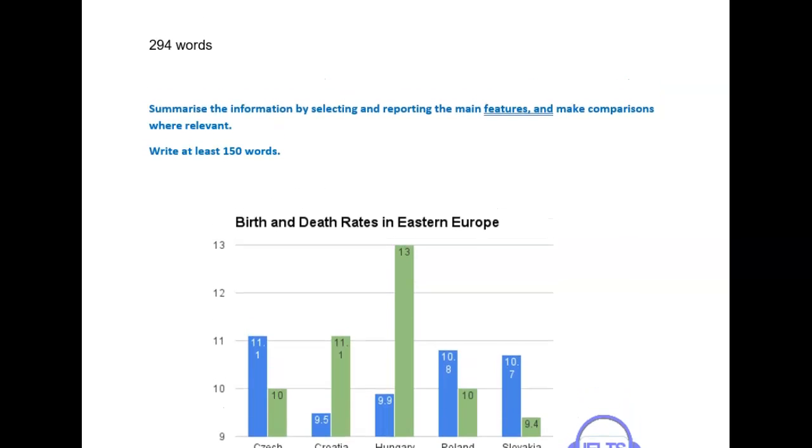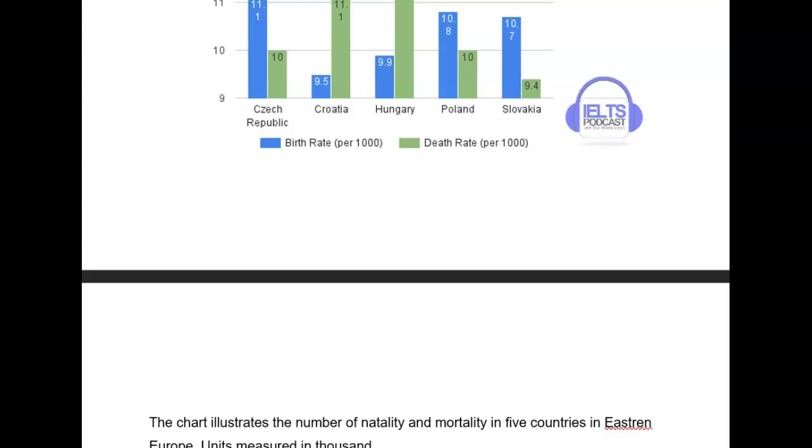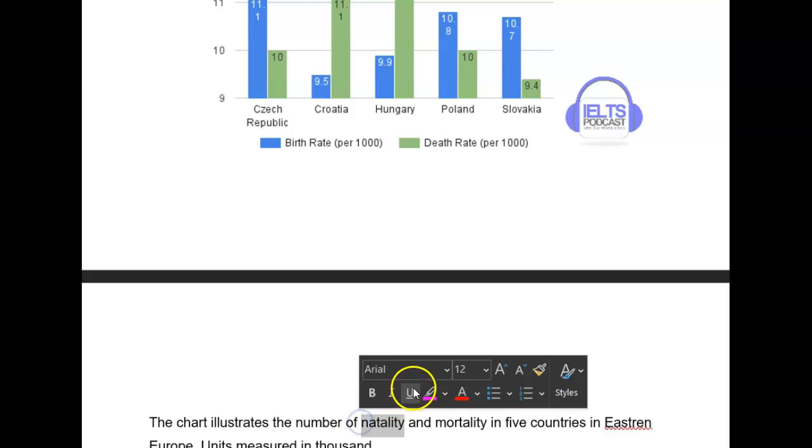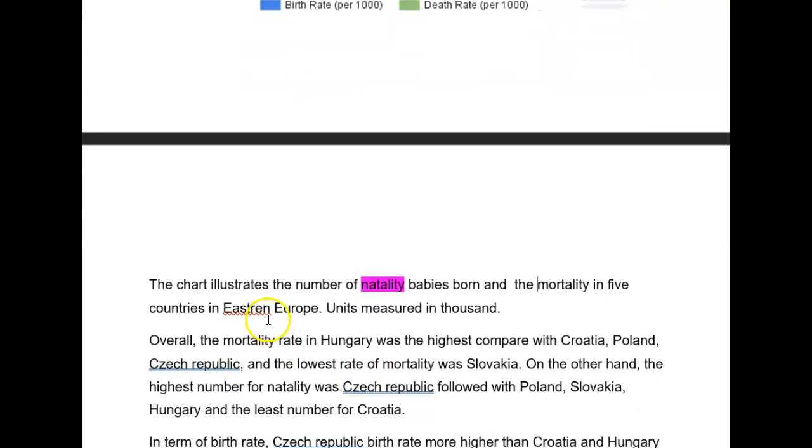So summarize the information. You're doing academic IELTS, okay? The chart illustrates the number of, now you've paraphrased there, which is great. The number of, we don't have that word, so I'm hesitating. The number of babies born and the mortality in 5 different countries of Eastern Europe. Okay, spelling Eastern, E-R-N, Europe, and unit, just connect this together, and units are measured in thousands.